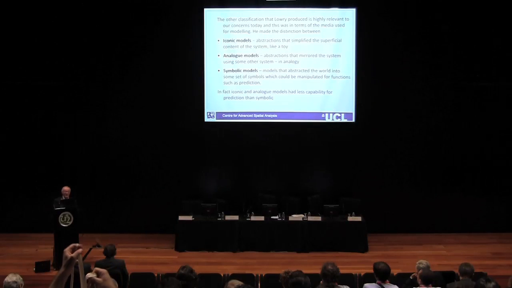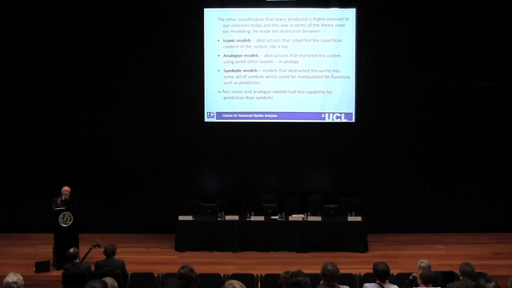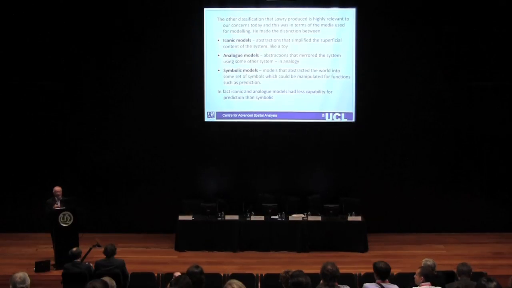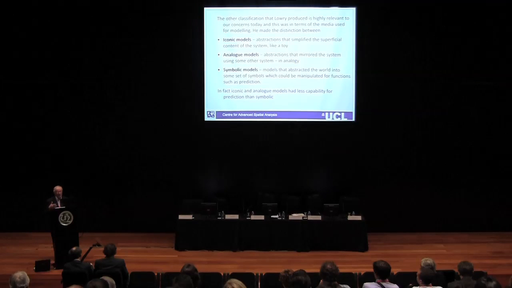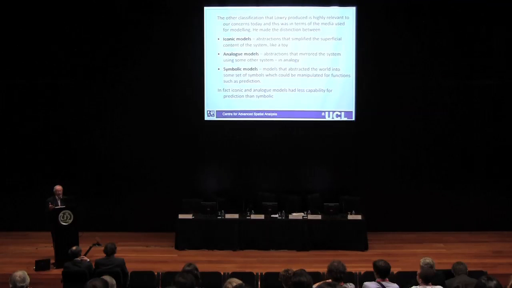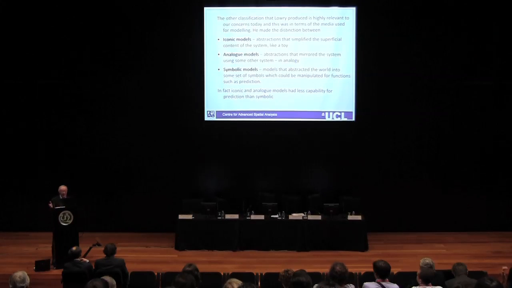Analog models are abstractions that are mirrored in some kind of analogy. This is the second stage of modelling, quite widely used in a scientific context. So, for example, the wind tunnel is an excellent example. Or the idea of blood flowing, where we're using a medium which is somewhat different. We're using a dynamic medium, a flow medium, which is different from blood itself, to make the abstraction. This is an analog model in that sense.